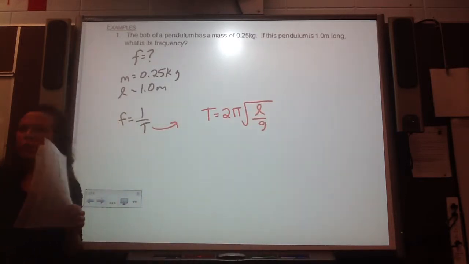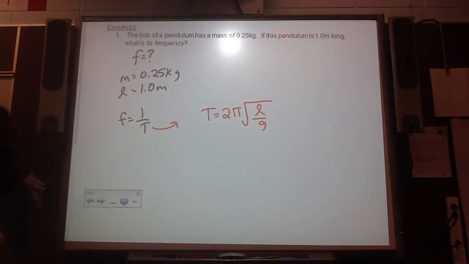Now if you get confused about which one do I use for pendulum, and which one do I use for the spring, just remember with the spring, that one has K in it because that's the spring constant. The other one then is the pendulum. So think, the length is the pendulum, the K is for spring.